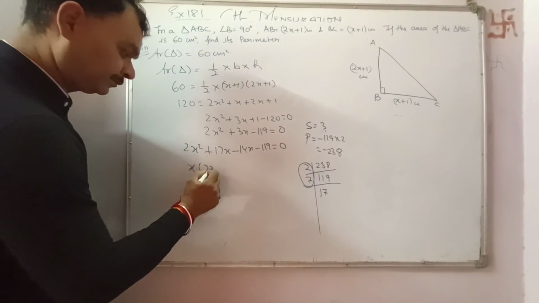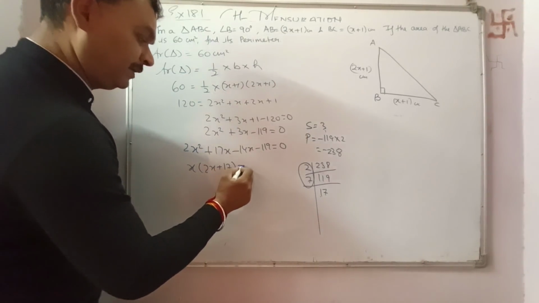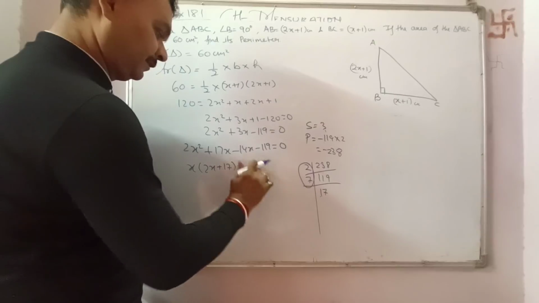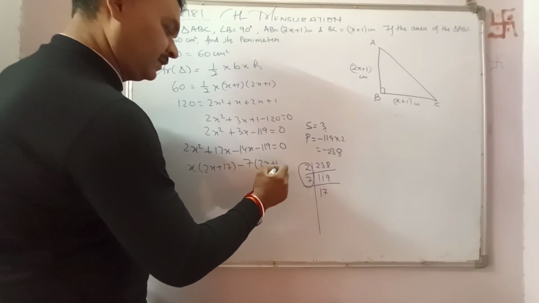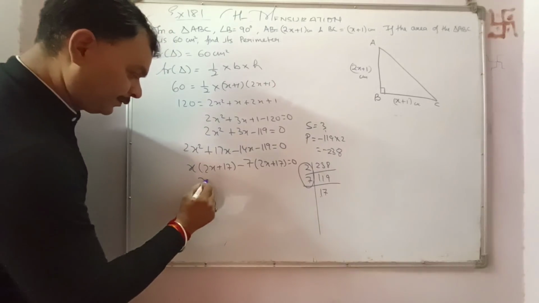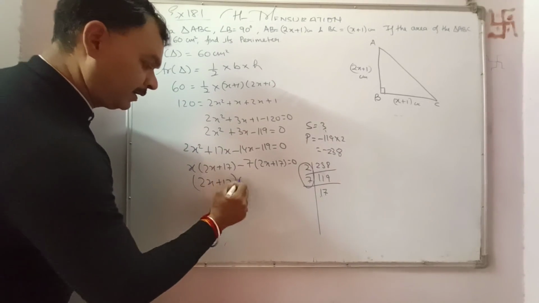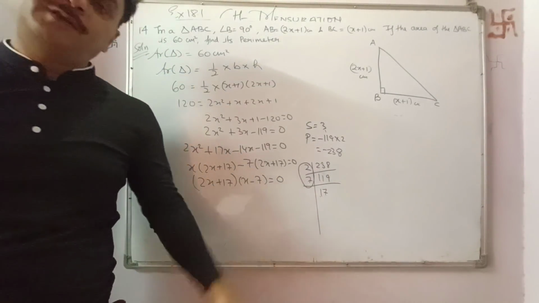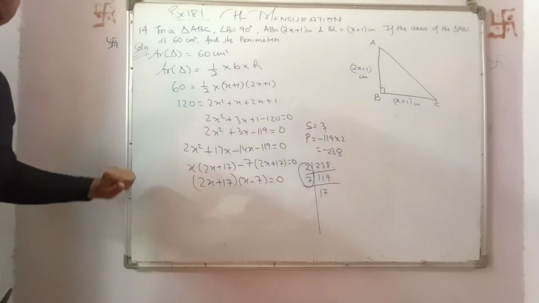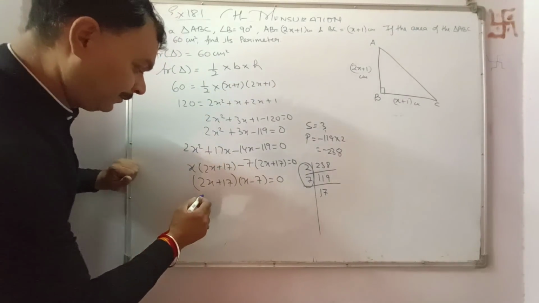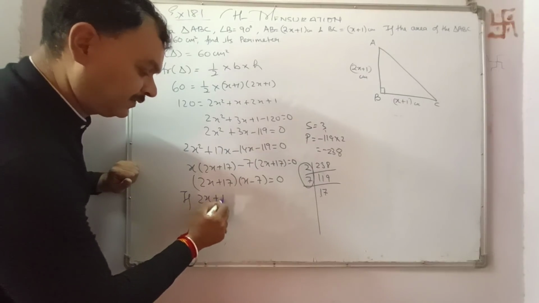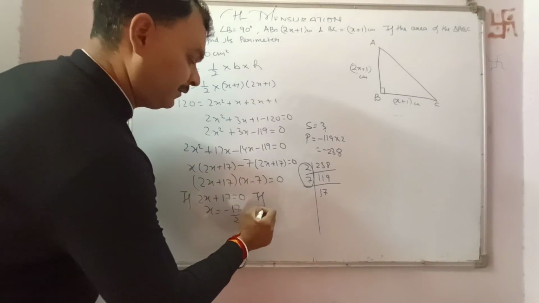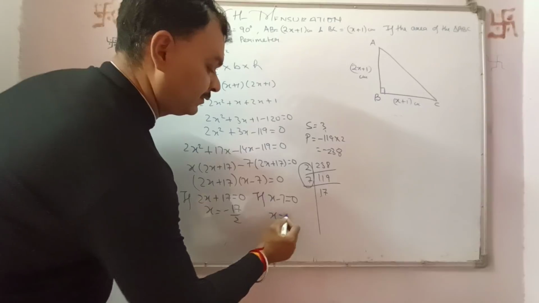So x, 2x plus 17 minus 7, 2x plus 17 is equal to 0. So 2x plus 17 and x minus 7 is equal to 0. Now the product of the two numbers is equal to 0. This is possible if and only if either of the numbers is 0. So if 2x plus 17 is equal to 0, x is equal to minus 17 by 2, and if x minus 7 is equal to 0, then x is equal to 7.